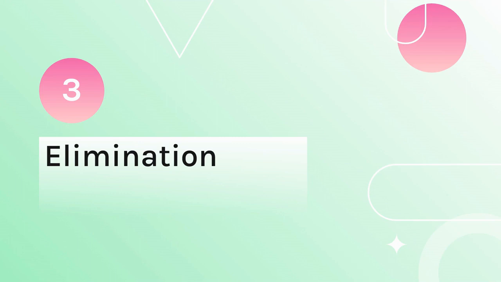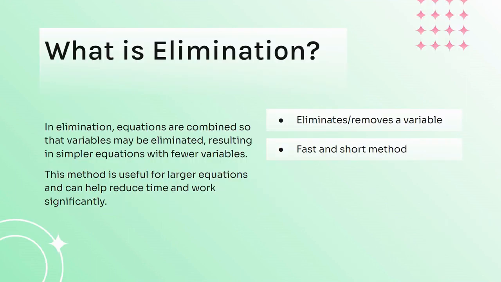Now let's move on to elimination. Elimination is very similar to substitution, and it's basically an extension of isolation as well, except it eliminates or removes a variable, and sometimes it's faster and shorter, but sometimes you have to use substitution instead. It depends on the specific case, but let's look at elimination.